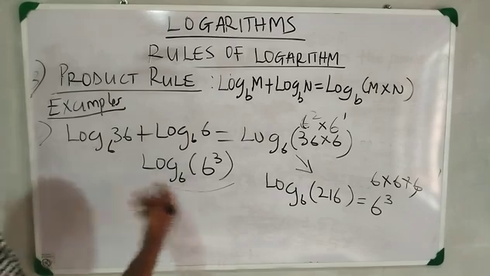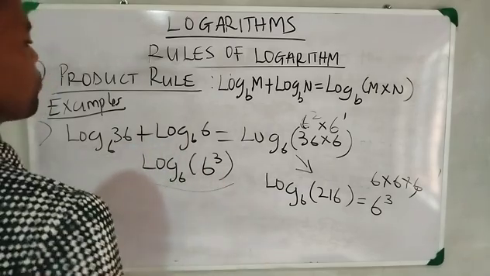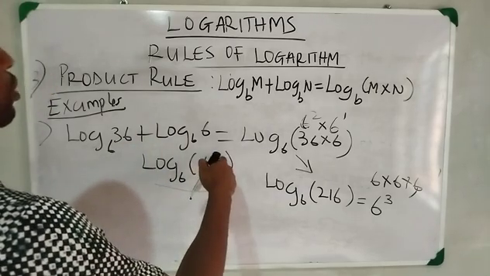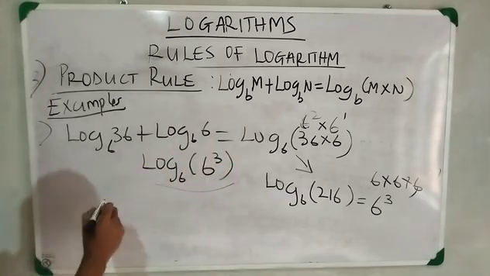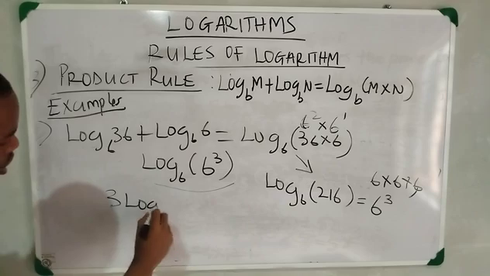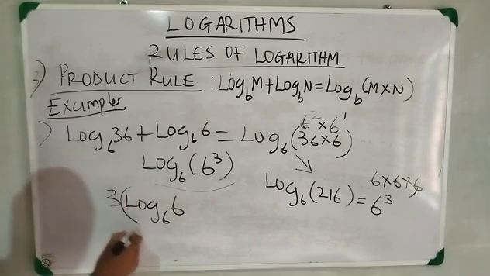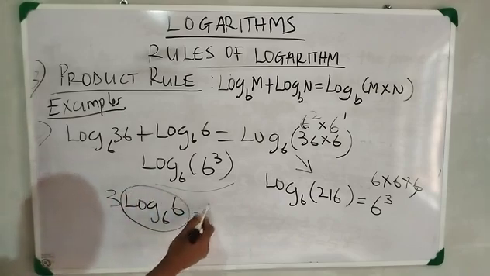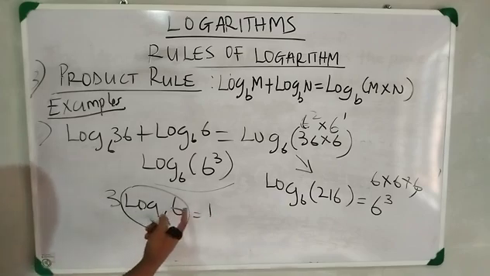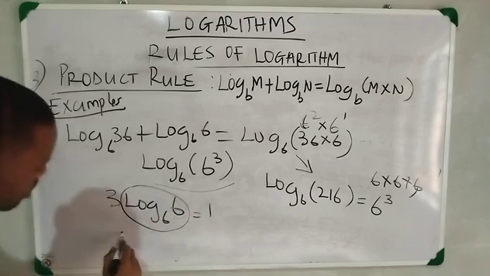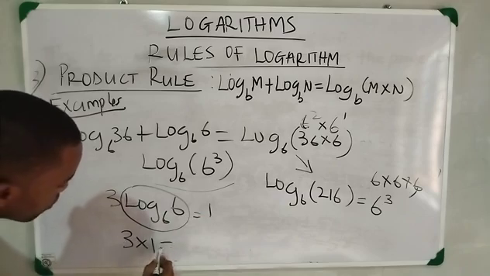We can then apply the power rule. The power rule tells me to take this power to the front. That will be 3 times log 6 in base 6. According to the identity rule, all of this is equal to 1, because once the base and the number are the same, it equals 1. So this is the same thing as 3 times 1, which is 3.